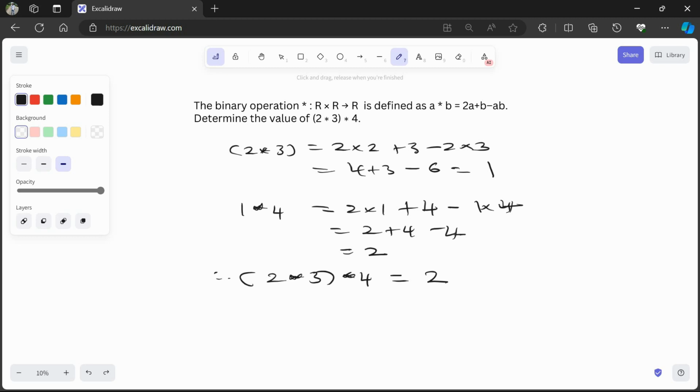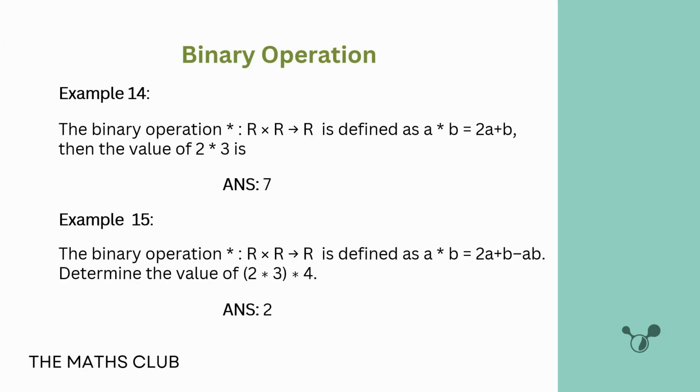Let's see if our answer is correct. 2. Great.